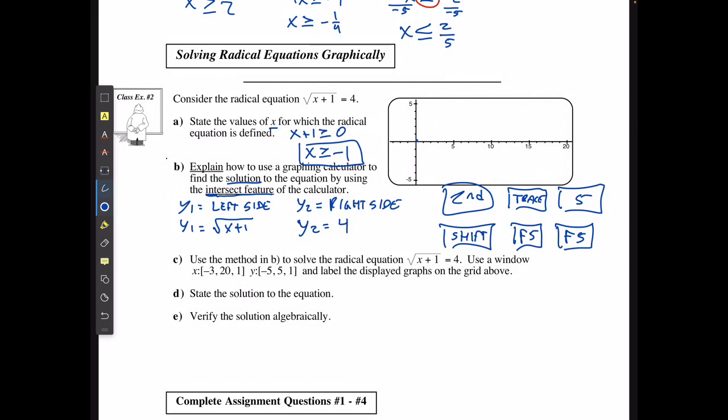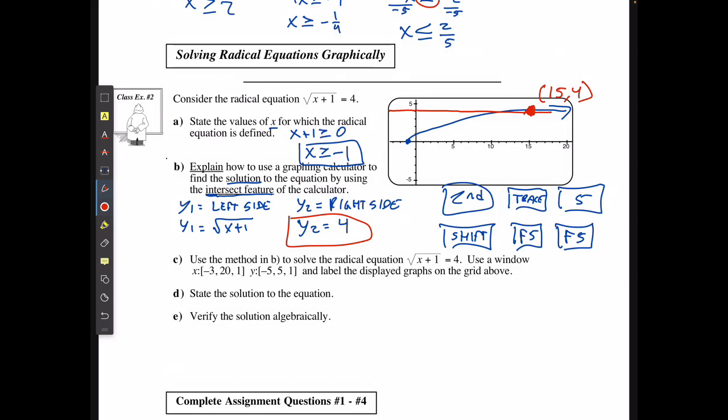I'm going to have my first line looking something like this, where it starts at that negative 1 and is going to stretch out like this. I'm going to have my second line, where y is equal to 4, is just going to be this horizontal line looking like this. And if I drew it a little nicer, then when I solve for where they come into contact with each other, it happens at the point of 15 and 4.